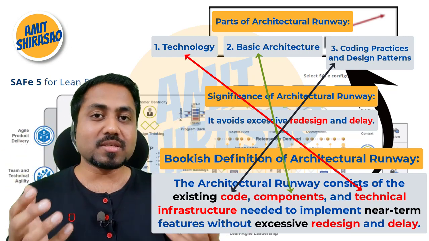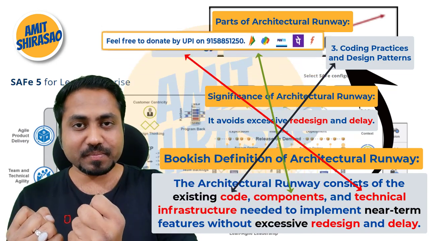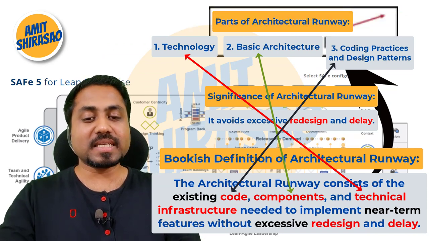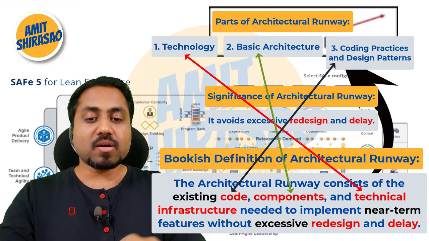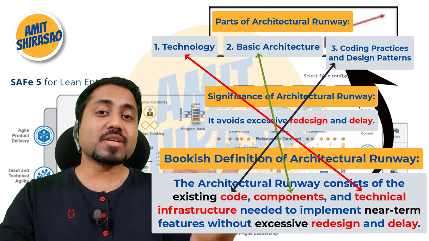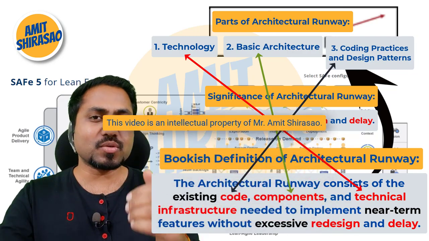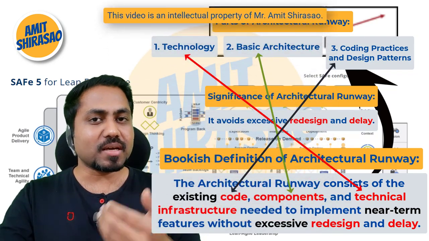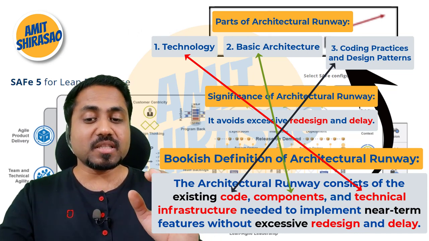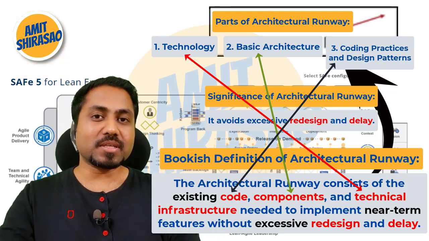So all this is your existing code, guys. This is the way you are coding. So this is how you will remember. What is the definition? Once again, architectural runway is the existing code, that means layering, components, like shared components in the UI, and the technical infrastructure required. Technical infrastructure means you are using React, or Java in the API, or SQL in the database. That is the technical infrastructure needed to implement near term features without excessive redesign and delay. So with that we complete this particular topic.